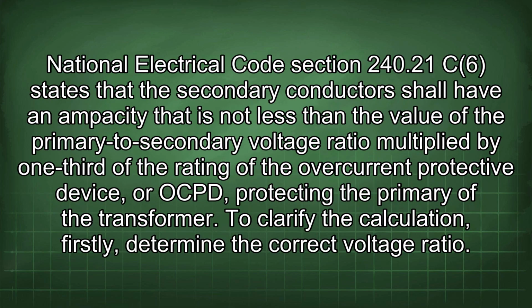National Electrical Code Section 240.21(C)(6) states that the secondary conductor shall have an ampacity that is not less than the value of the primary to secondary voltage ratio multiplied by 1/3 of the rating of the overcurrent protective device, or OCPD, protecting the primary of the transformer. To clarify the calculation, firstly determine the correct voltage ratio.